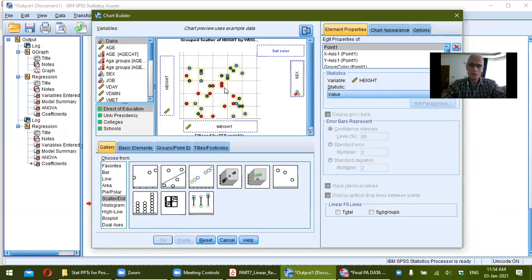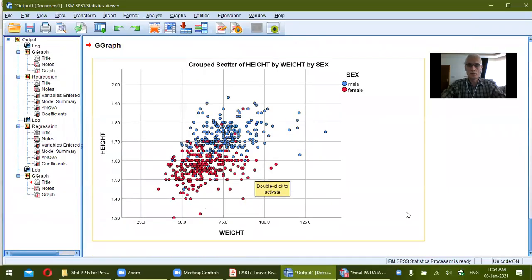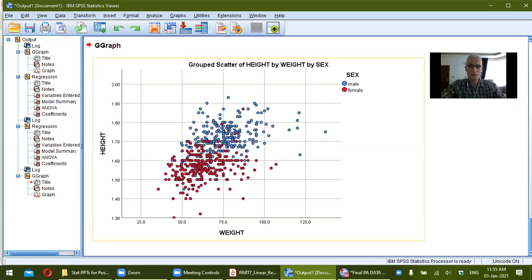Probably now it's colored. So see here. Well, I don't know whether this will be useful. So male, you see, yes, here, the males are heavier, and also they are taller. This height is in meters. So females tend to have low weights and also low heights. I think this graph is useful.